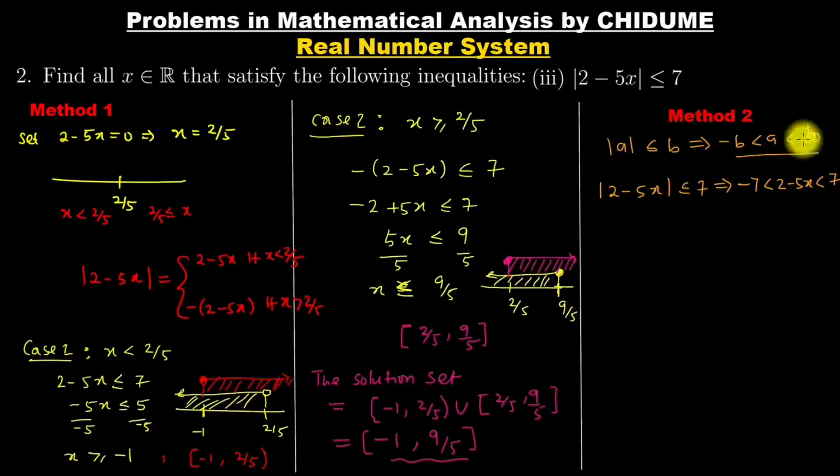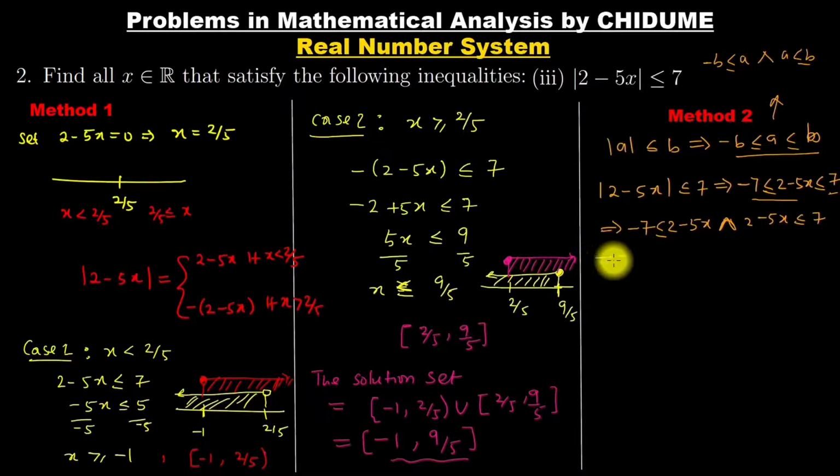Now let me try to explain something further. This statement means that negative b is less than a, and a is less than b. Negative b less or equals to a, and a is less or equals to b. So what I'm saying in essence is that I can solve these two separately. So this implies that -7 is less or equals to 2 minus 5x, and 2 minus 5x is less or equals to 7.